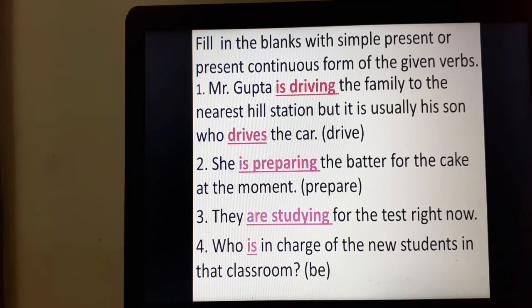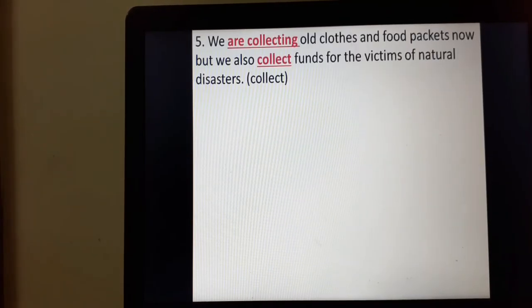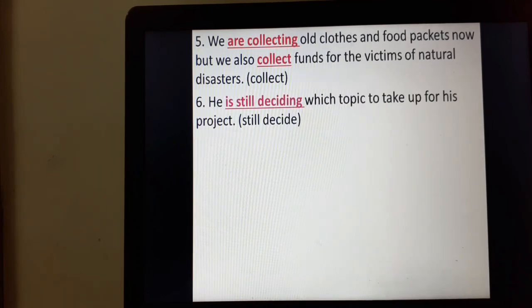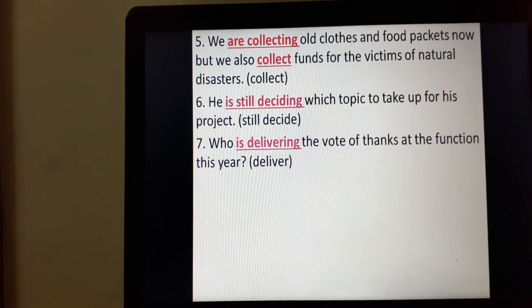Who is in charge of the new students in that classroom? It's simple present tense again. We are collecting old clothes and food packets now, but we also collect funds for the victims of natural disasters. He is still deciding which topic to take up for his project. Who is delivering the vote of thanks at the function this year?